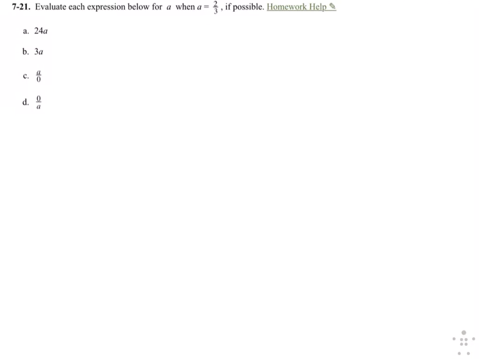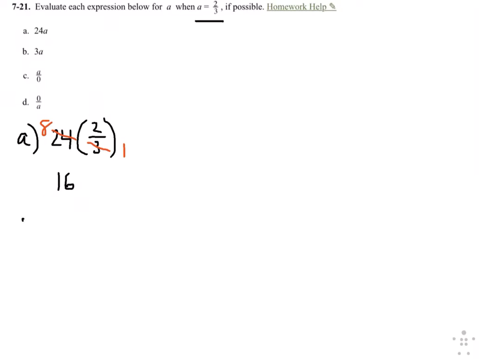Okay, this wants us to evaluate expressions, and they tell us A is 2/3. So for part A, it's 24 times A, which is 2/3. And I prefer to cancel, right? So instead of doing 24 times 2 and then dividing, I'd rather make the 24 and the 3 an 8 and a 1, right? I think that's quicker. So I get 8 times 2 is 16 for A.